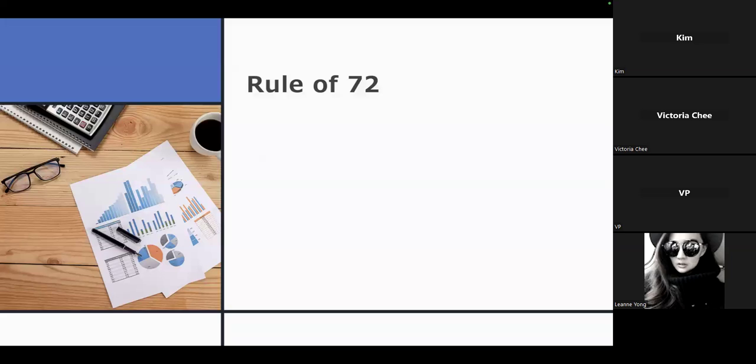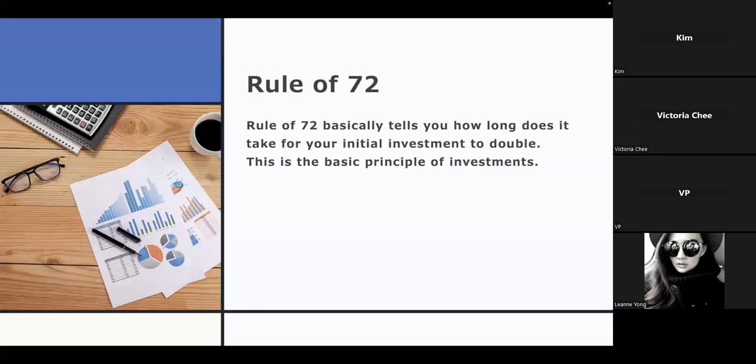This rule of 72 basically tells you how long it takes for an initial investment to double up. And actually this is the basic principle of investment. So when you talk to customers and tell them about rule of 72, they probably will be a bit more impressed with you. It's very simple: 72 divided by the growth rate.